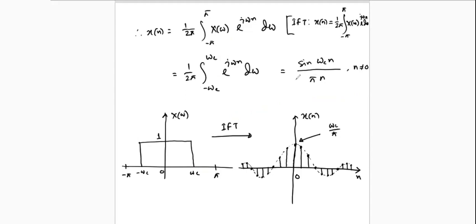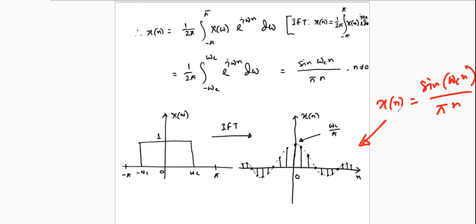Okay, so this is the value. We have x[n] equals sin(ω_c n) over πn. Here ω_c means the cutoff frequency, and πn is in the denominator. Now we need to plot it.